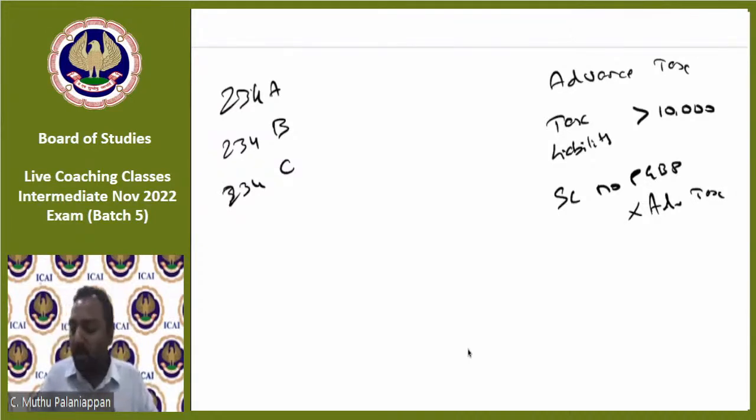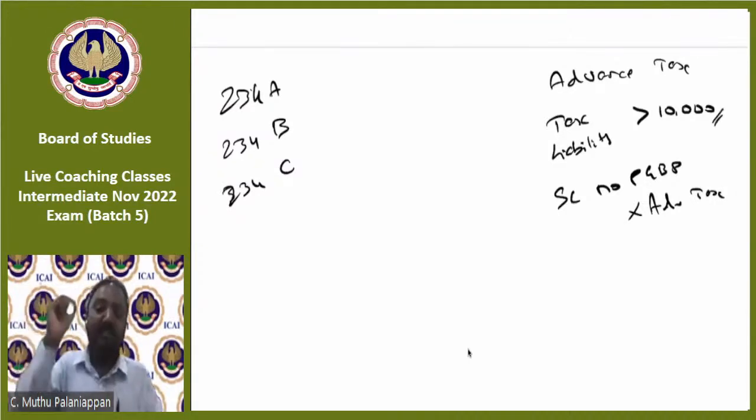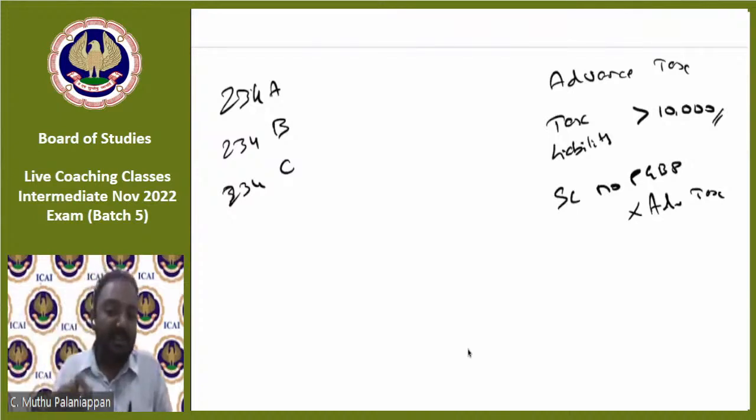So basically, if total tax liability after adjusting TDS and TCS is less than 10,000, no advance tax. Similarly, if you are a senior citizen with no profit and gains from business or profession, then the advance tax provision is not applicable. For everyone else, advance tax is mandatory. The moment advance tax is mandatory, 234C comes into picture, and similarly, 234B also comes into picture.